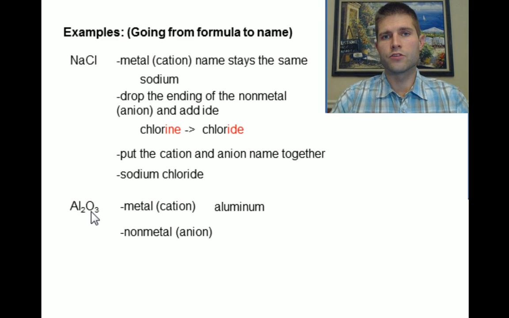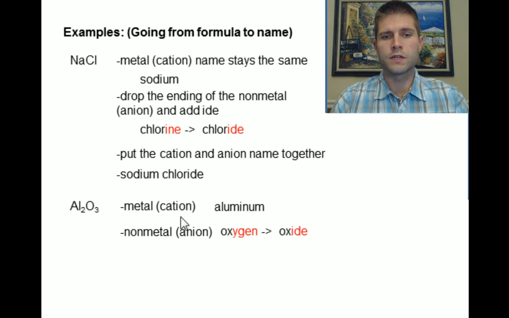Our nonmetal is oxygen. And in this case, we're going to drop off a whole bunch of the ending for oxygen and make it oxide. With chlorine, a lot of the endings of anions are -ine, so that's really easy to drop off. But oxygen has a different ending. So we're just going to take the first two letters, ox, and add -ide to it. So oxygen becomes oxide. In order to name this formula, we just say our metal and then our nonmetal. So it's aluminum oxide. Pretty simple.